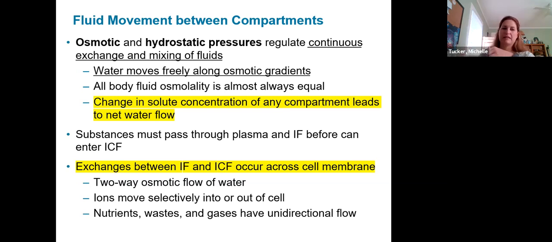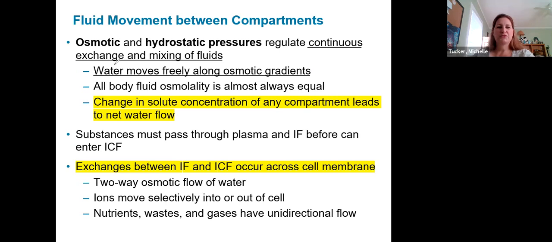So we've got proteins that are creating osmotic pressure, and then we have hydrostatic pressure. The main hydrostatic pressure is arterial blood pressure. That's going to push fluid out of the plasma into the interstitial fluid where it can equilibrate. There's not a lot of hydrostatic pressure in the interstitial fluid because it gets reabsorbed in the capillary. So two pressures: osmotic is the pull and hydrostatic is the push. This is going to create a continuous exchange and mixing of fluid.